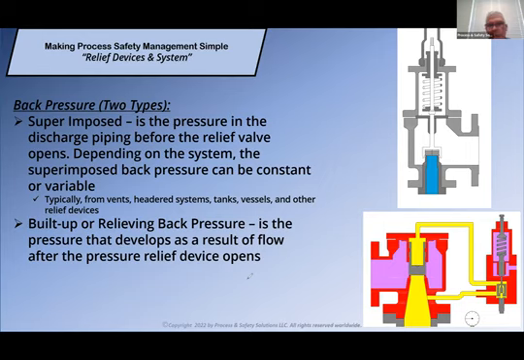So keep in mind 2 back pressures. One is the back pressure from other devices and other things like vents, from your headers, from your knockout drum, or even from your flare system, etc.